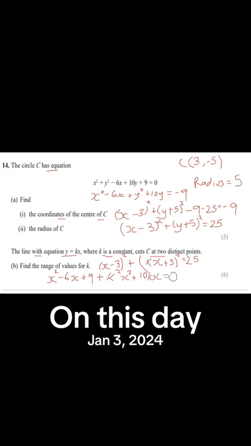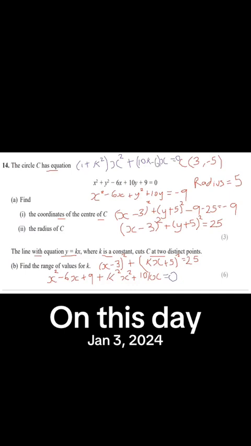I'm now going to combine my like terms. So I've got an x squared and a k squared. I'm going to write it as 1 plus k squared, x squared. If you combine the like terms and then factorize, I'm going to have plus something x is equal to 0. So I'll write it as 10k minus 6, for that part is equal to 0. Hopefully that makes sense.